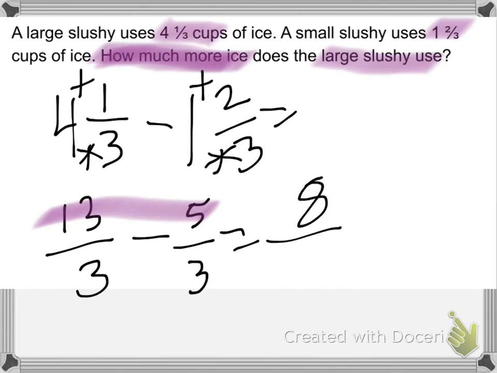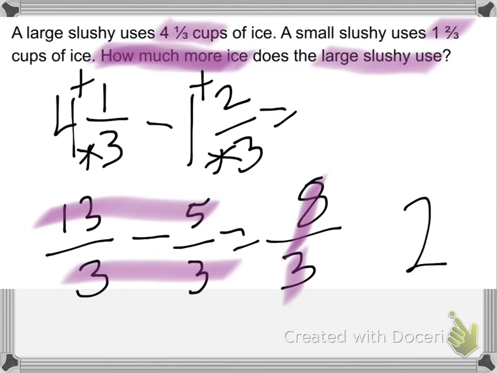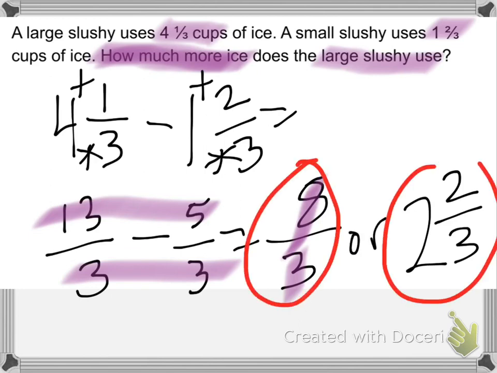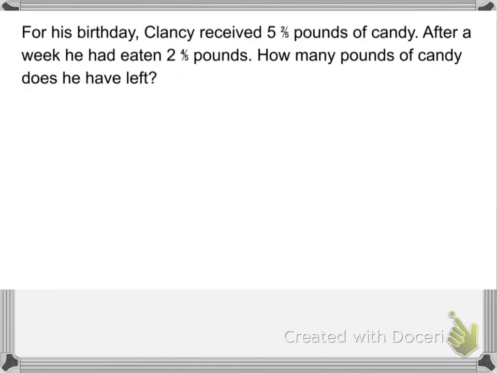And then 8/3. If you want to leave it like that, you can, or you can simplify it. 3 can go into 8 2 times. There's 2 out of the 3 remaining. If you want to leave it like this, you can, or simplify it. It's up to you. They're both equivalent fractions.